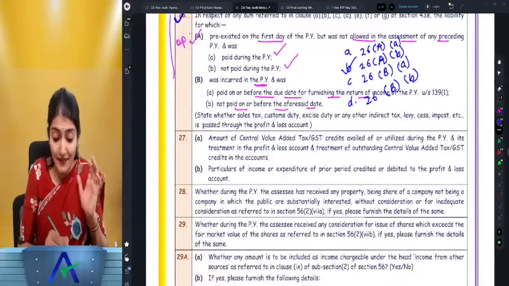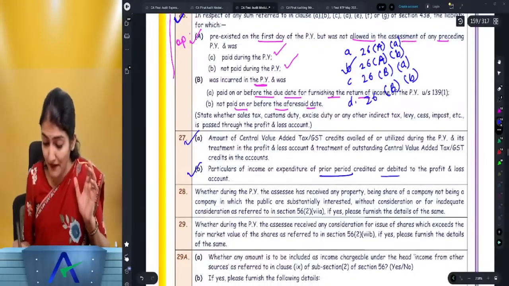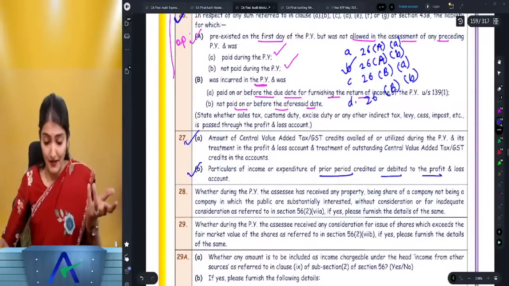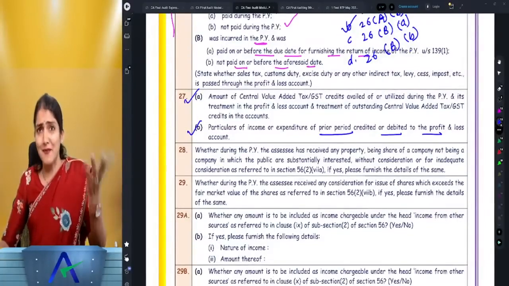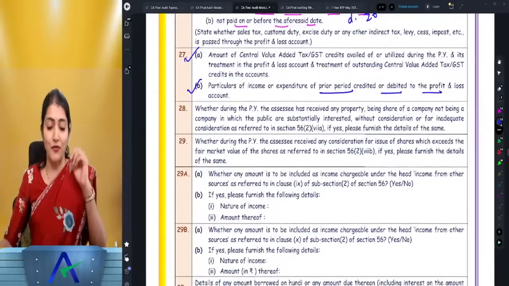Then send VAT credit and the prior period items. Right. So prior period items credited, debited to the P&L. Again, for that, prior period item will come only in case of the mercantile system. It will not come in case of the cash system of accounting.